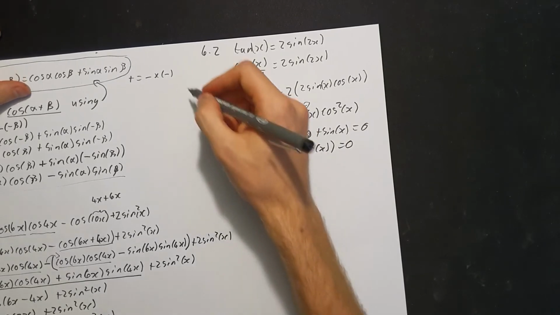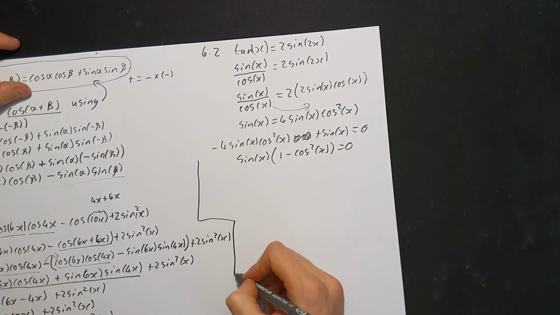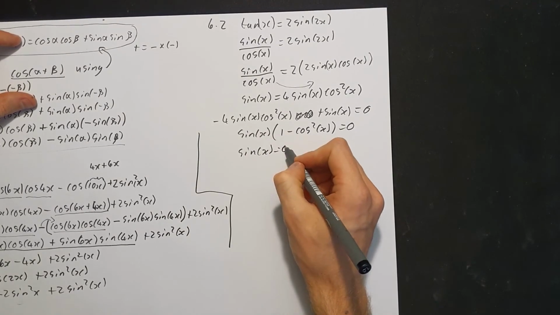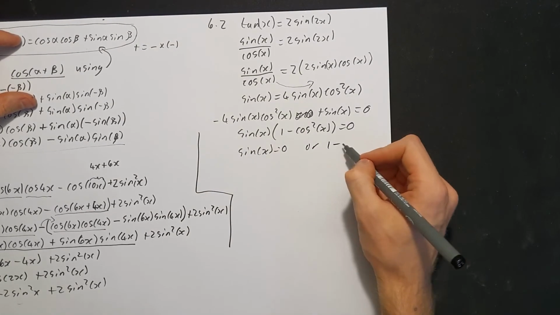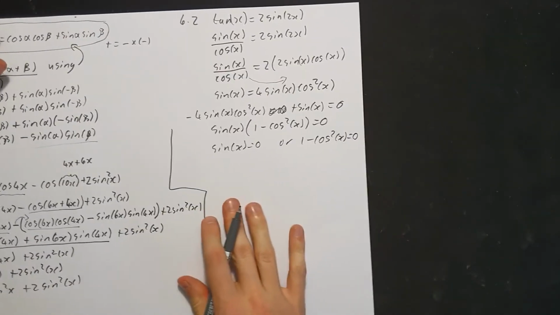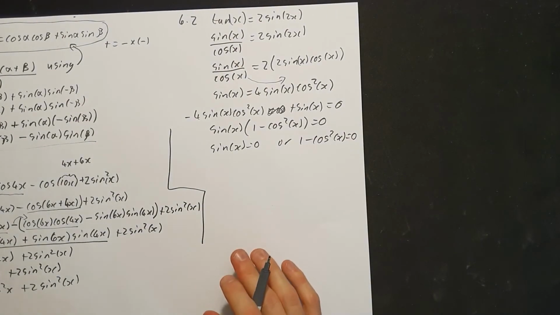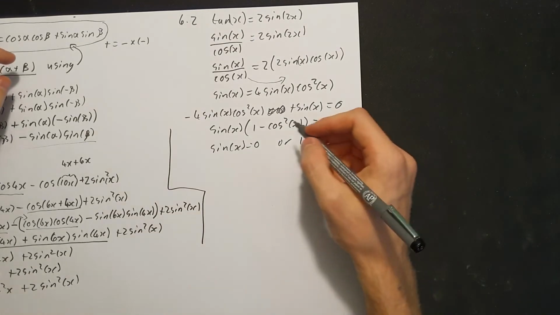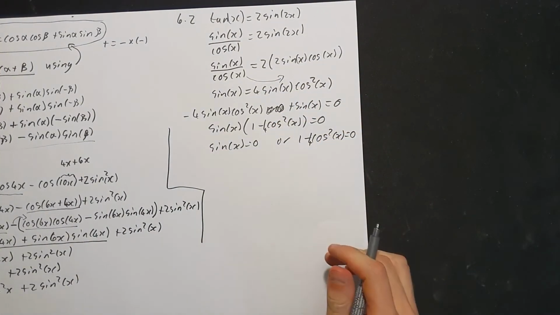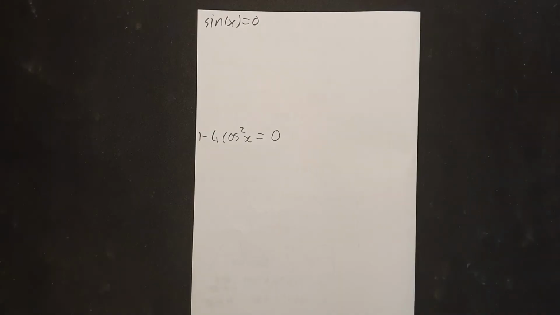So therefore, let me just box this off, we have sine of x equal to 0, or we have 1 minus 4 cos squared x equal to 0. Okay, so now that we have that, we can solve the 2. Sorry, that's 4 cos. Okay, now we can solve that. So okay, let me just redo this here.